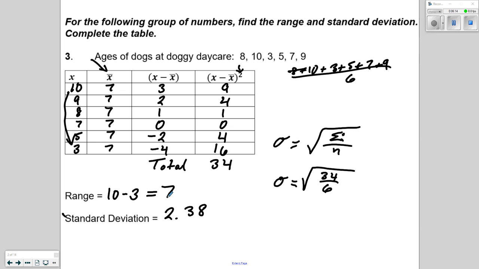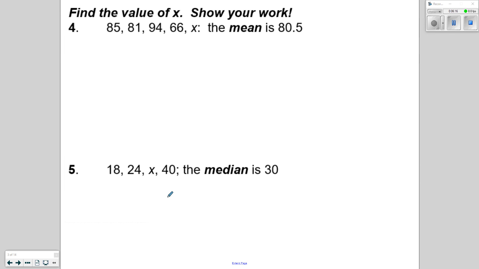So we got some tricky examples ahead. These are the tricksters. For number 4, it says find the value of x. All it tells you is 4 data values, and it's missing a data value in this data set. But it does tell you the mean. With that mean, we can find that missing value.